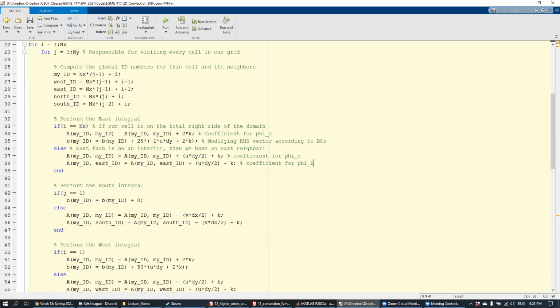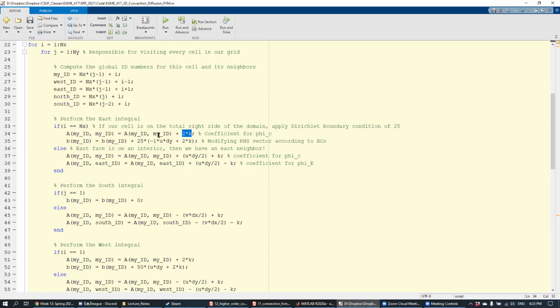If our cell is on the total right side of the domain, then we're going to apply our Dirichlet boundary condition. Okay. All right, so the first thing we have to do is add in the contributions to phi sub c. The contribution to phi sub c is a plus 2k times phi c. And so that's why we have a my ID is equal to a my ID plus 2k. That's the plus 2k that we get from the center cell.